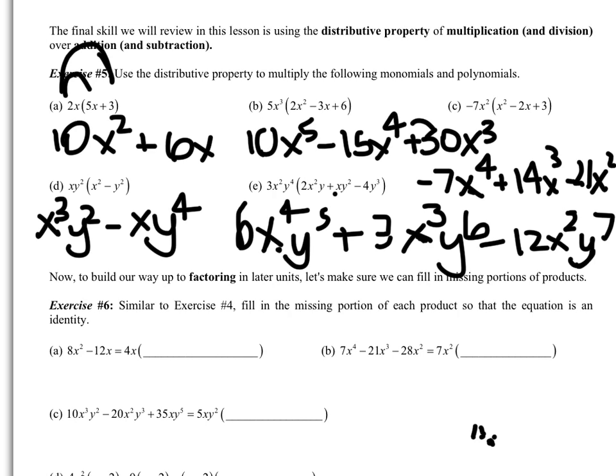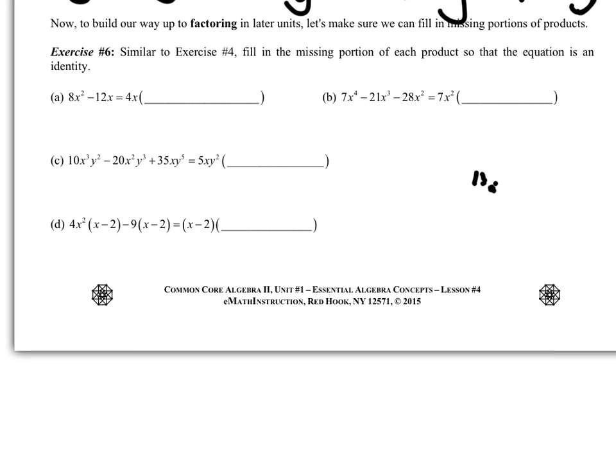Now, to build your way up to factoring in later units, let's make sure we can fill in missing portions of products. Exercise 6. Similar to exercise 4, fill in the missing portion of each product so that the equation is an identity. That just means so that the two sides are equal. Again, let's not be confused by that word identity. No big deal. Okay, so we're going to use the same idea.